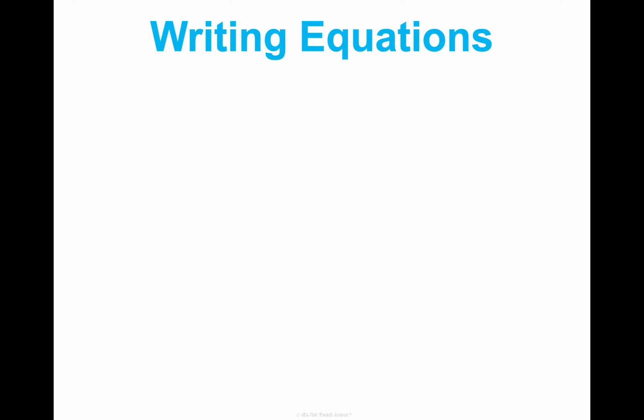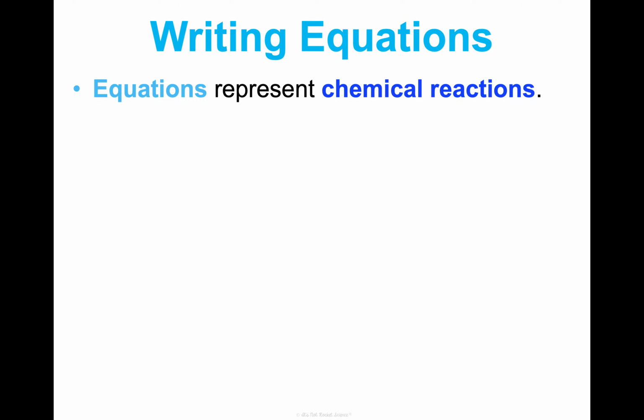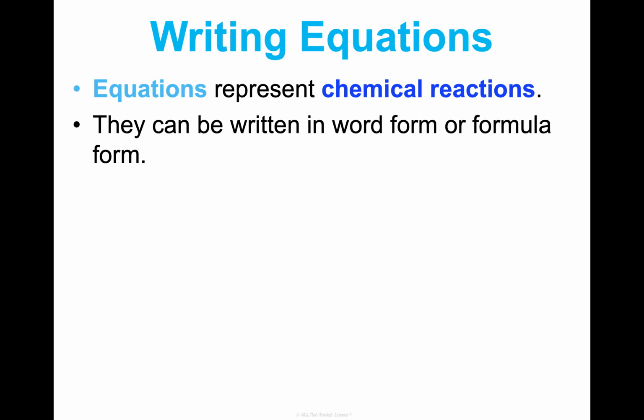So let's talk about writing these equations. I mentioned that equations are used to represent chemical reactions, to represent chemical changes. They also can be used to write out physical changes as well. I want to make that clear. They can be used for both. But for our purposes in this unit, we're talking about chemical reactions. So that's what we're going to be writing equations for. You can write these equations in word form or in formula form. And really, an equation is just like a recipe. It's just telling you what's going in, how much is going in, and then what is going to be made. We're just writing chemical recipes here.